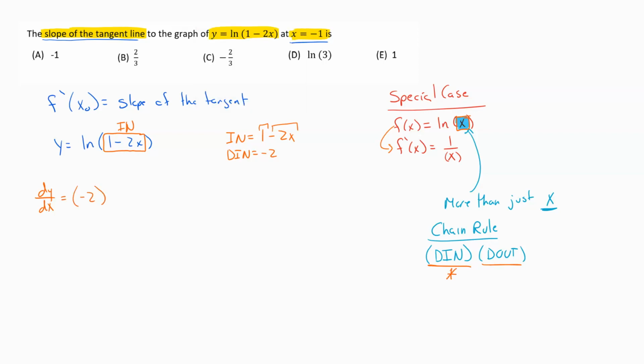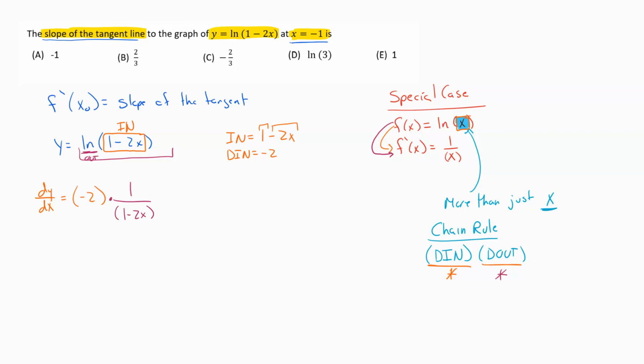The derivative of the outside here, the derivative of the out is my natural log rule. So this is going to follow that special case. So the derivative of natural log is going to be 1 over, but because I don't have an x, it's 1 over whatever was on the inside there. So that's my d out.